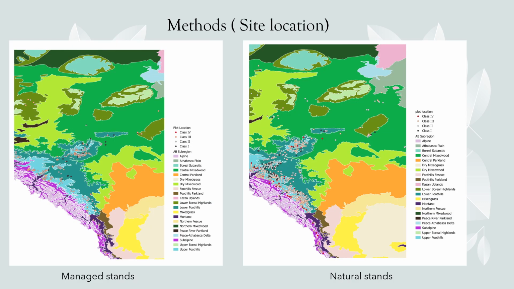Next, here are two maps about my site locations. The first map is the managed stand and the second map is the natural stand. The red, orange, gray, and black dots represent class 4, class 3, class 2, and class 1. And again, class 1 is the highest class and class 4 is the lowest class. The other colors represent the different subregions of Alberta. And we can find that the managed stands only have 450 plots, but the natural stand has 1645 plots.